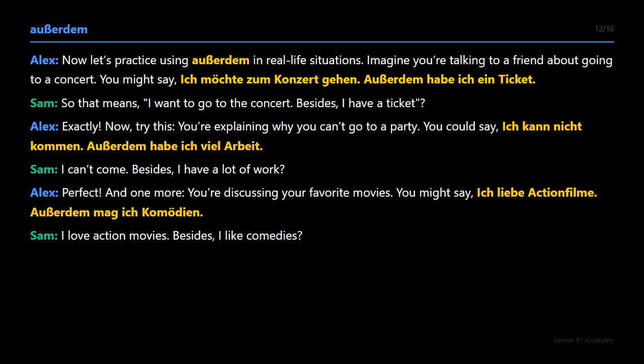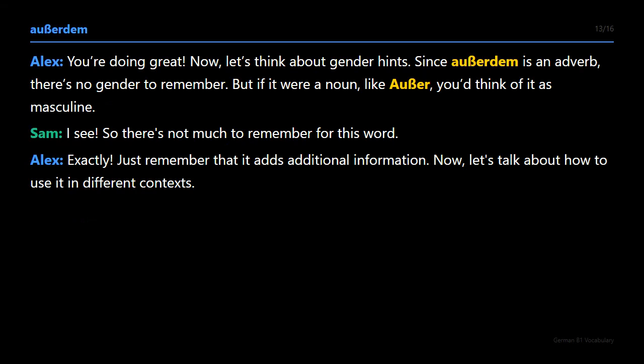You're doing great. Now, let's think about gender hints. Since Außerdem is an adverb, there's no gender to remember. But if it were a noun, like Außer, you'd think of it as masculine. I see. So there's not much to remember for this word. Exactly. Just remember that it adds additional information.